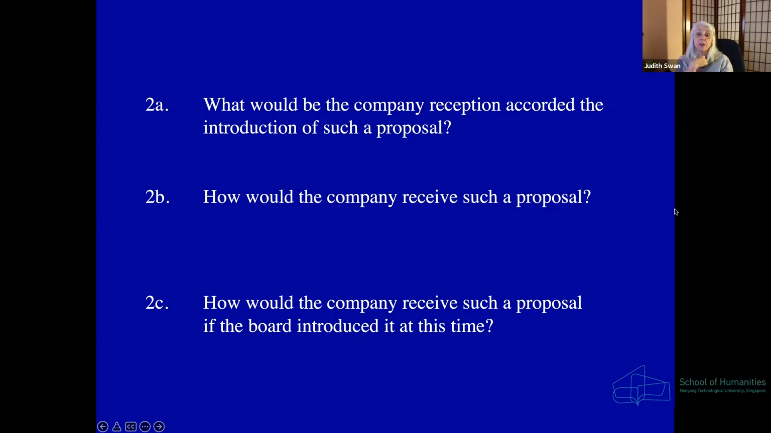How many actions in 2C? 2, yeah? You can hear the two verbs. How would the company receive such a proposal if the board introduced it at this time? How many actions were there in 2A?